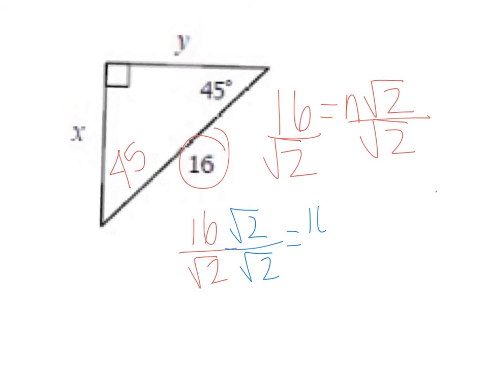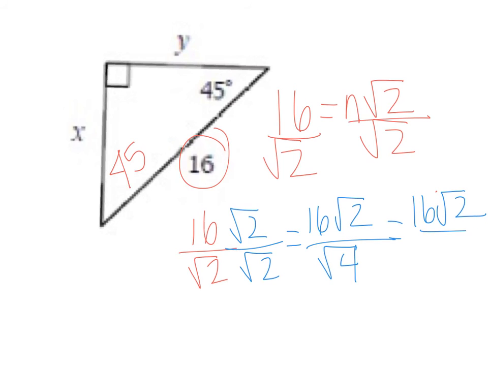In this case, we get 16 square root of 2 in the numerator over the square root of 4. But what is the square root of 4? The square root of 4 gives us 2 in our denominator. We have one more step on this problem because we can actually divide these numbers. 16 divided by 2 gives you 8 square root 2. That's going to be the answer for x and the answer for y because both of our legs are congruent.